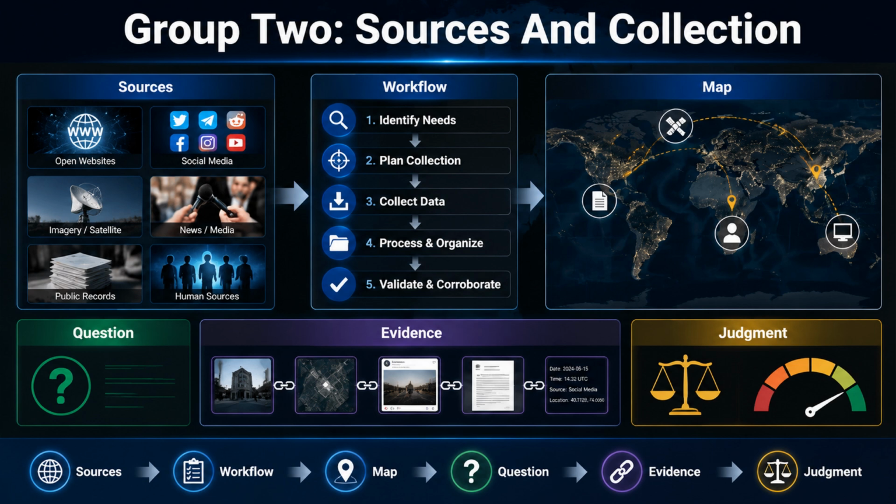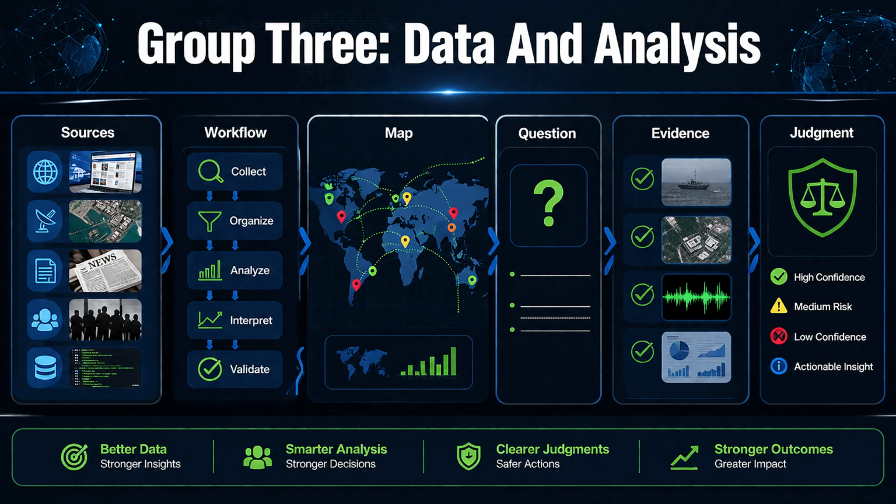Same internet. Different question. Different source map. After collection, the problem changes. Now you may have screenshots, links, dates, names, reports, maps, account handles, and quotes. The question becomes, what does all of this actually mean?